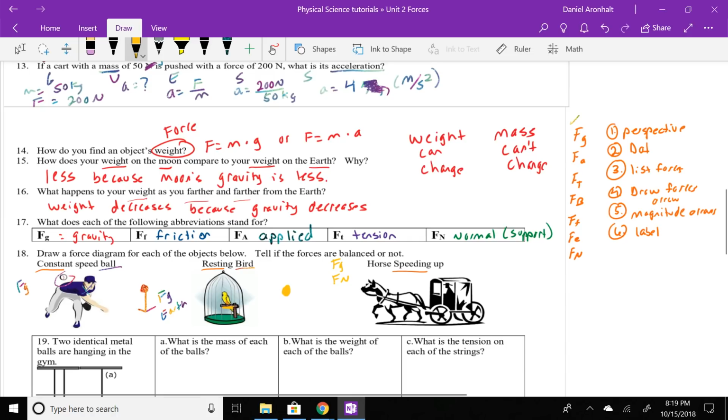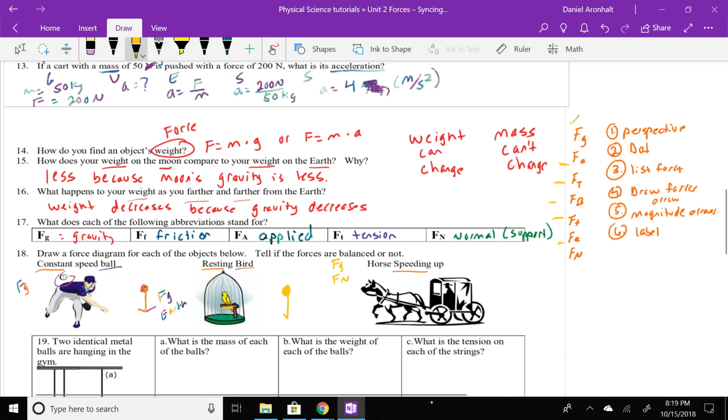Is there anything else? Is there a rope for tension? No. Is it floating in the air for buoyancy? No. Is it moving? No. Is there a spring? No. And is there anything else touching it, like a finger or another bird or anything pushing on it? No. So applied, no. Of all my 7 forces, it's only got 2 forces. It's got gravity and support.